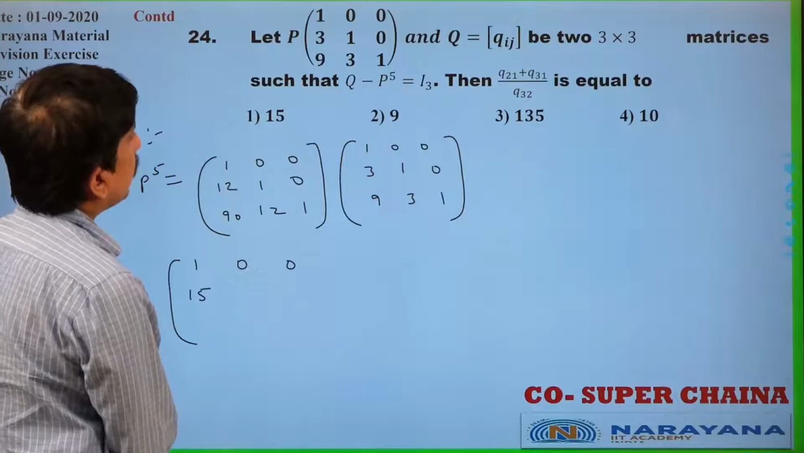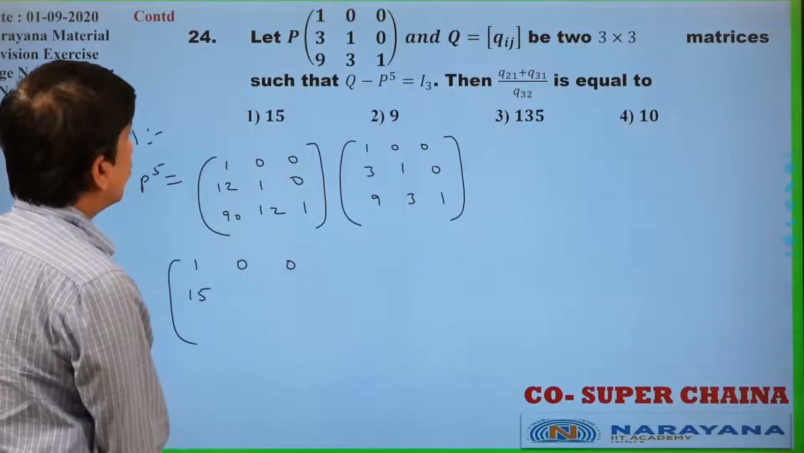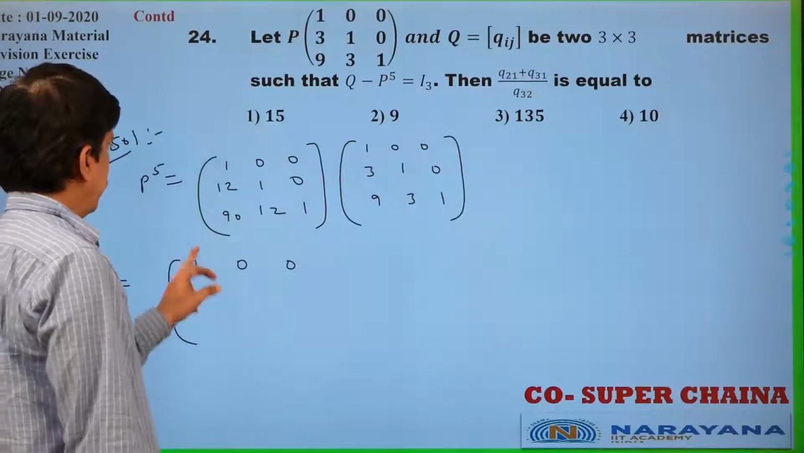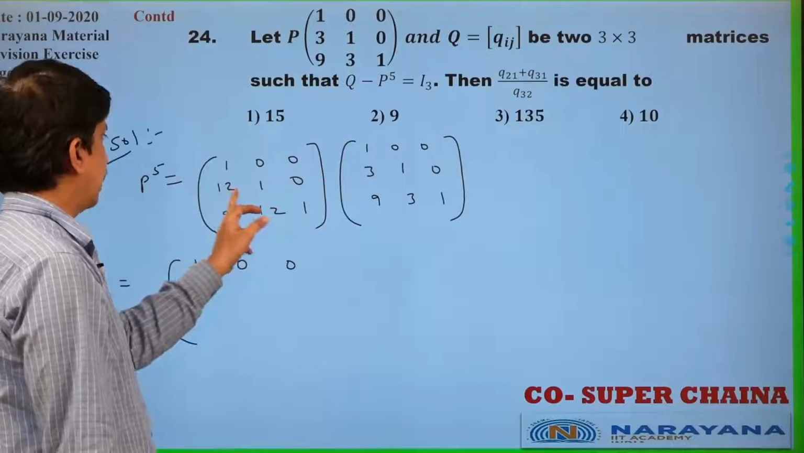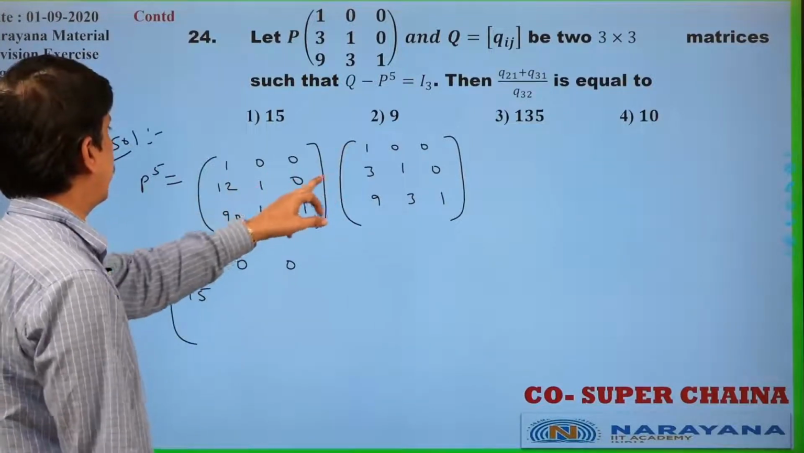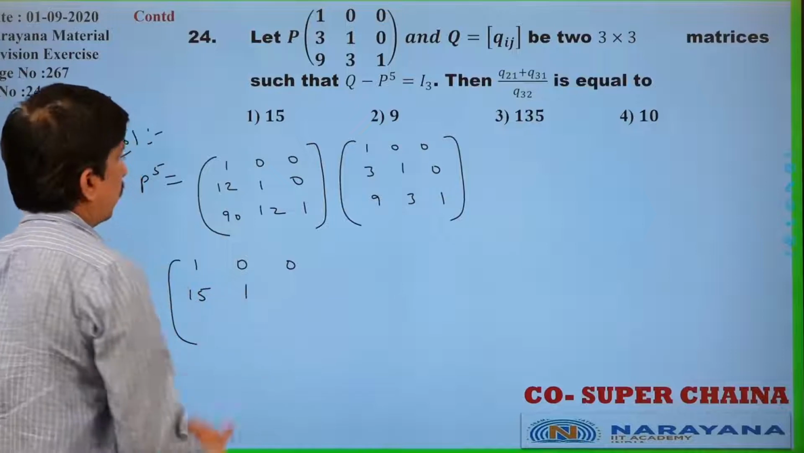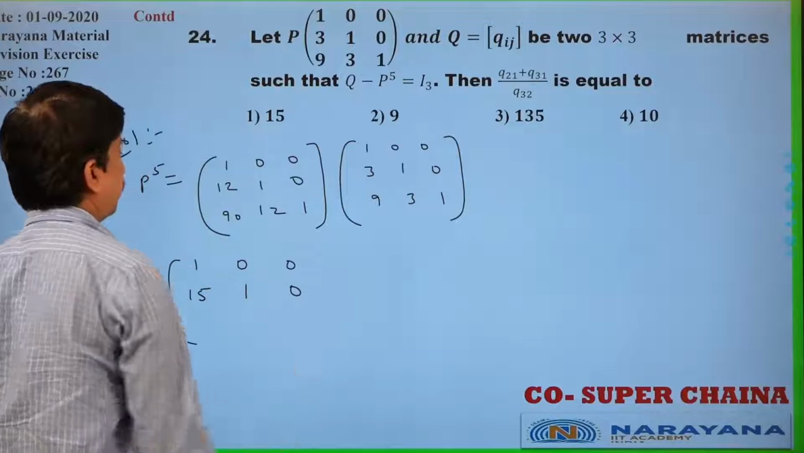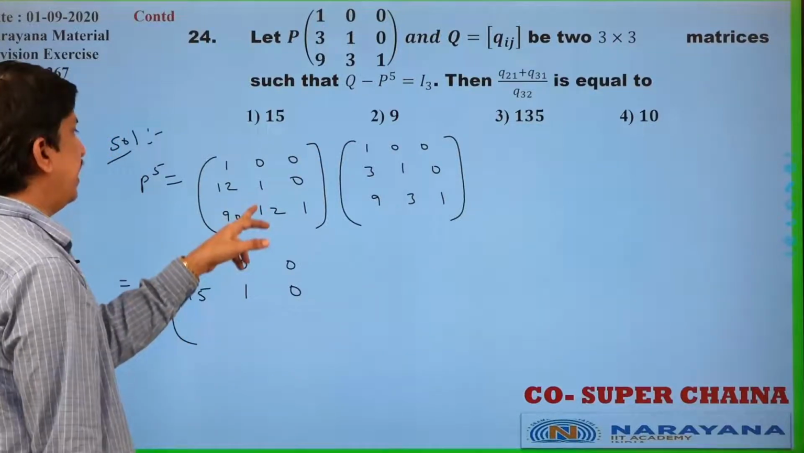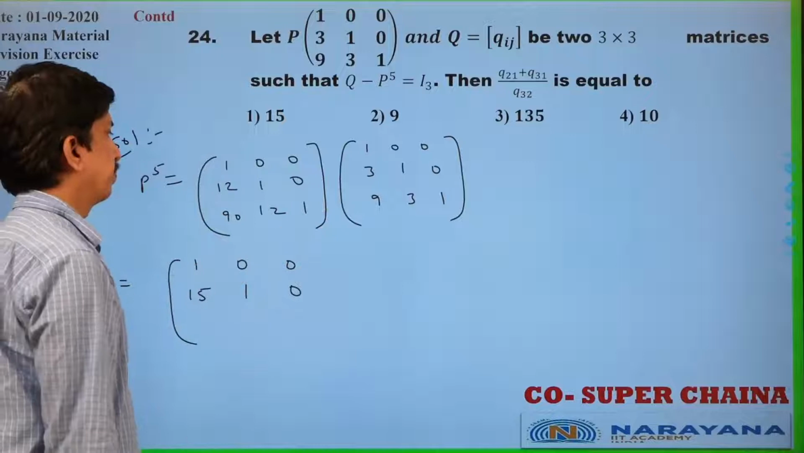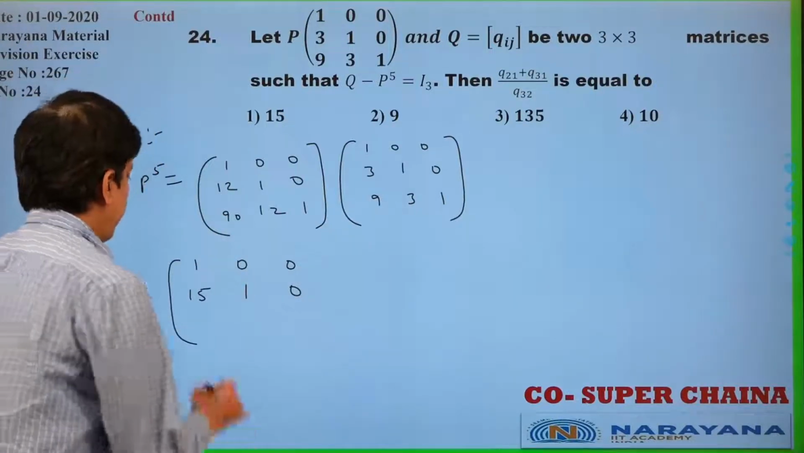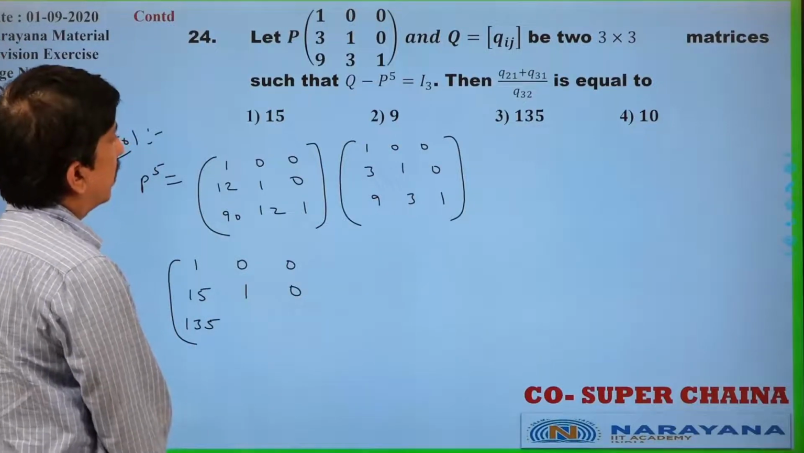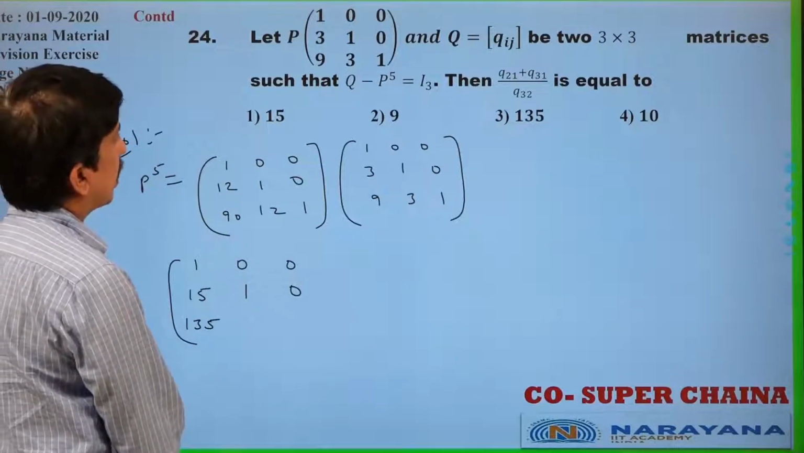Now, after that one, what will happen once you observe that one? This is 15. Second row, second column, 12 into 0, 0, 1 into 1, 1, 0 into 3. This is 1 only. Second row, third column, 0, 0, 0. That will become 0. Third row, first column, 90 plus 36 plus 9. 45 plus 90, 135 we will get. Is it clear or not?